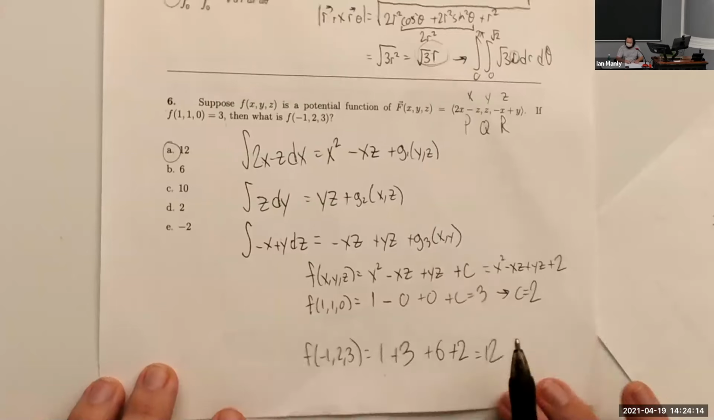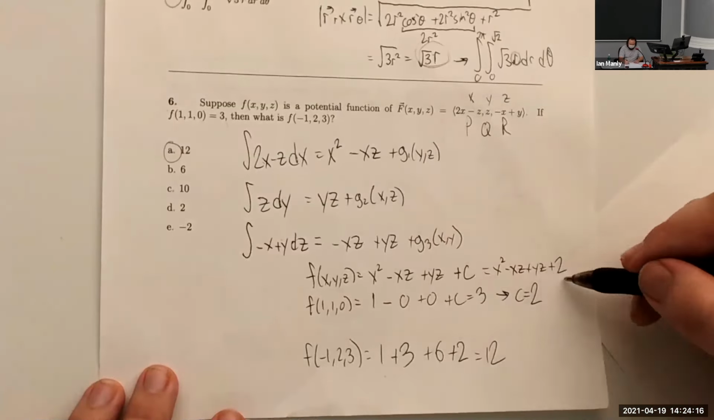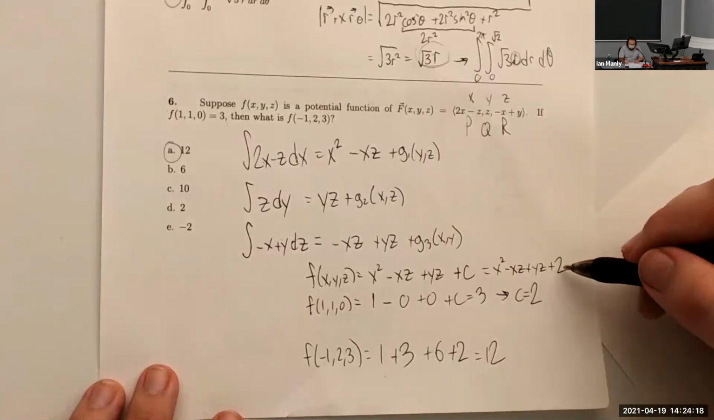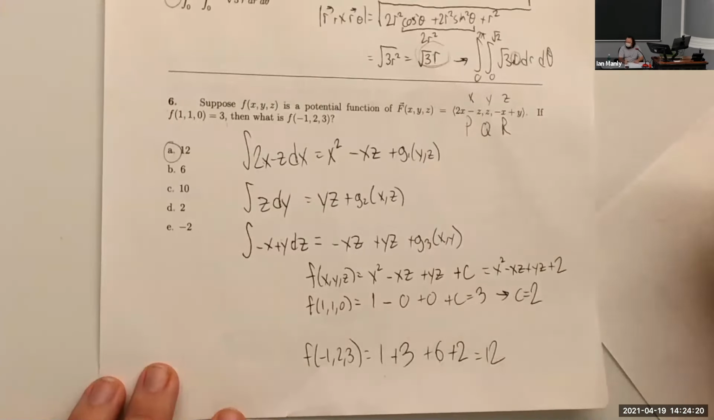All right, there we go. So we found the potential function. We found out specifically what the constant is here. And then we plugged in all of our numbers right here.